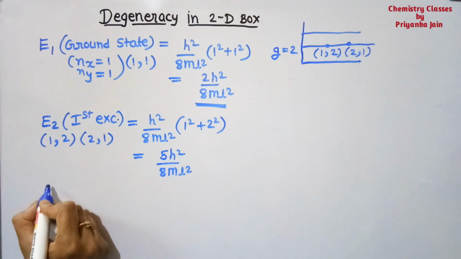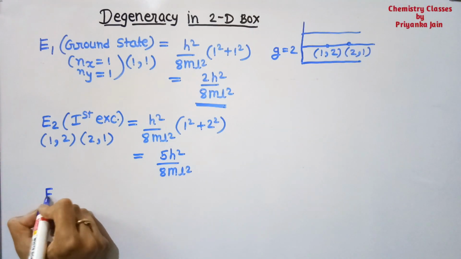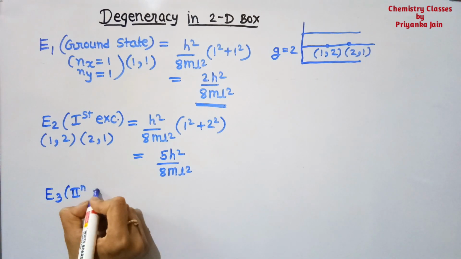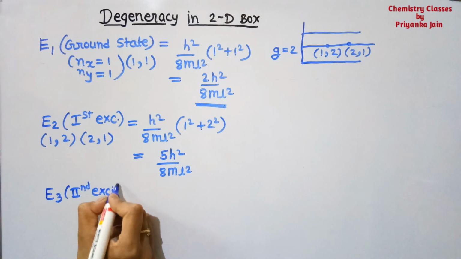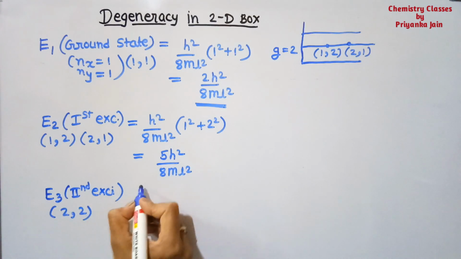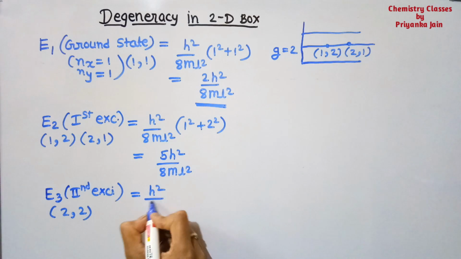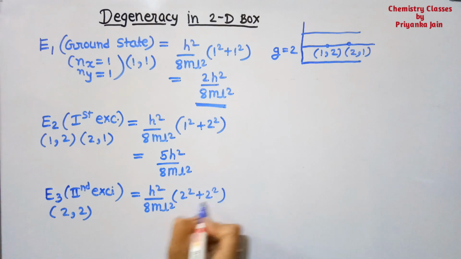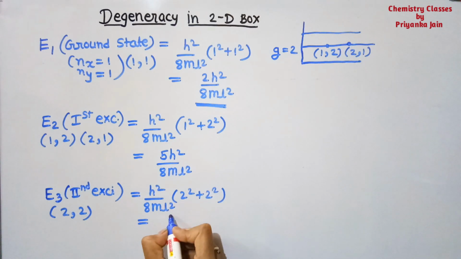Okay. Similarly, if we are seeing the third level, it means E3, the second excited state. This state is 2 2. For this state, the energy will be equal to 8h square upon 8mL square, right? In this way. So now if we have to make a chart for this, we can make the plot in this way.